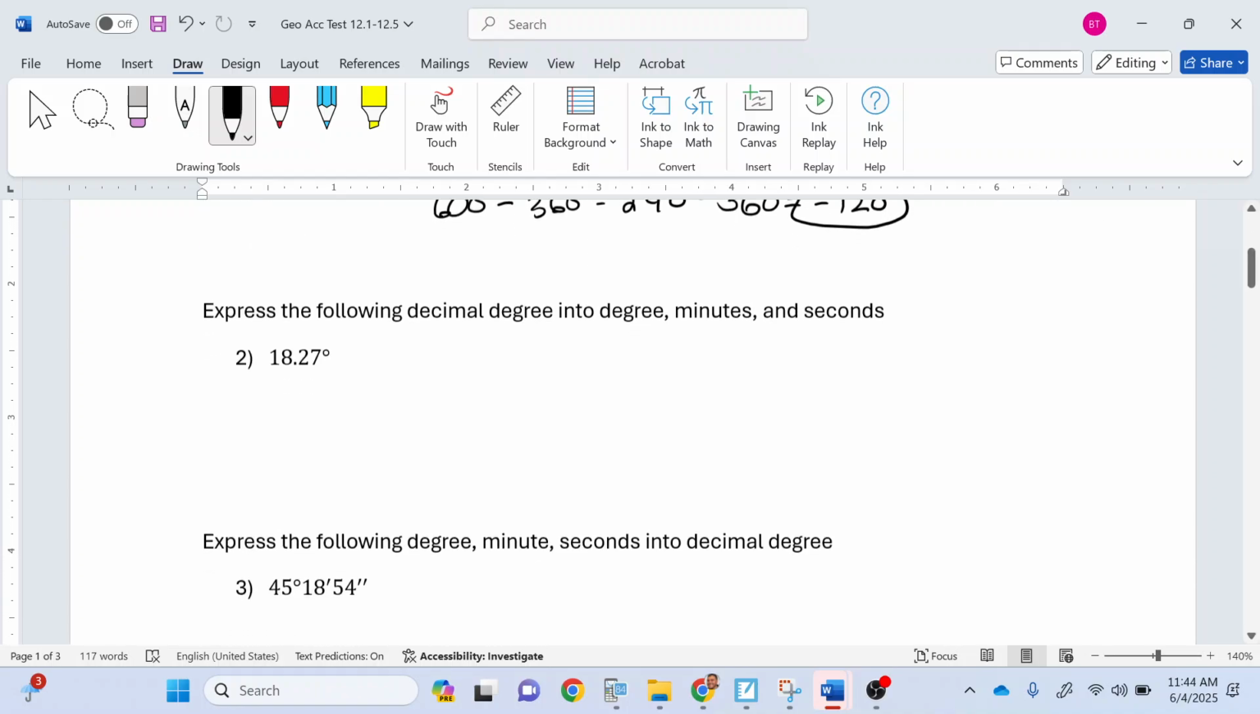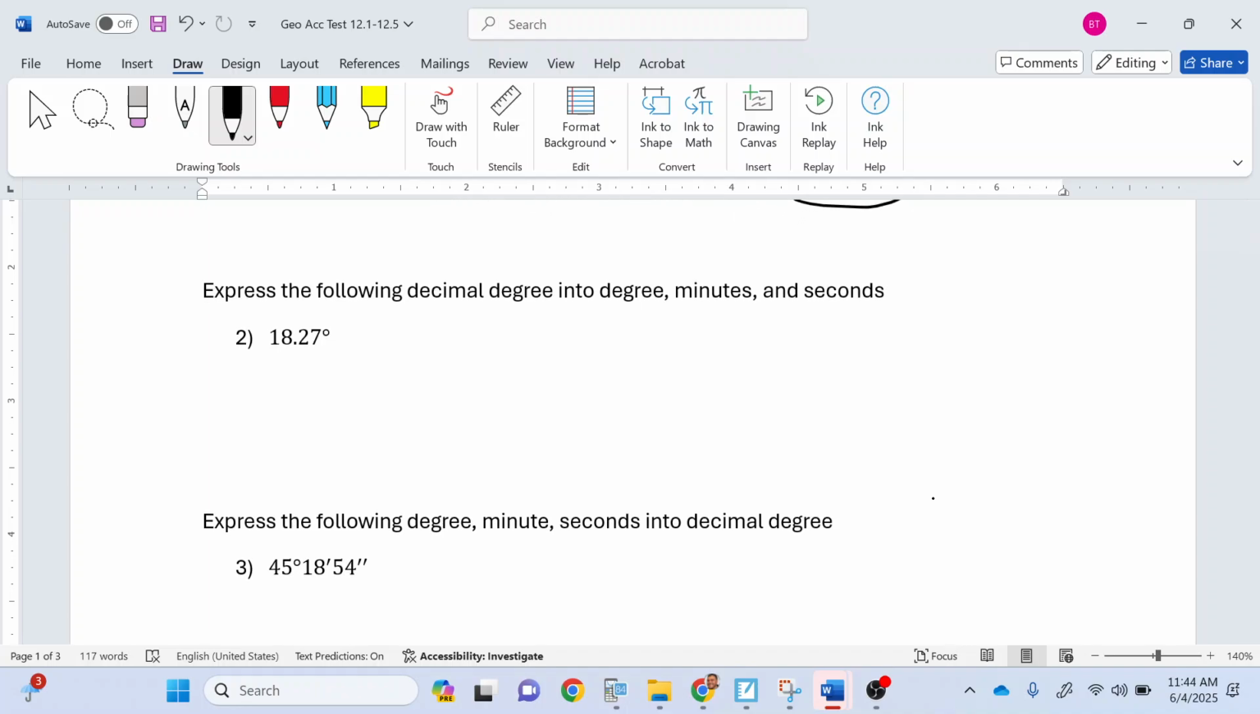This one, we're changing the following thing from decimal to degrees, minutes, seconds. Think of degrees, minutes, seconds as hours, minutes, seconds. For example, if I had 12.5 hours, I hope you could see that would be 12 hours and 30 minutes. Well, how do I get 30 minutes from 0.5? I do 60 times 0.5, and that would give me 30. So in this case, I'm going to multiply my decimals.